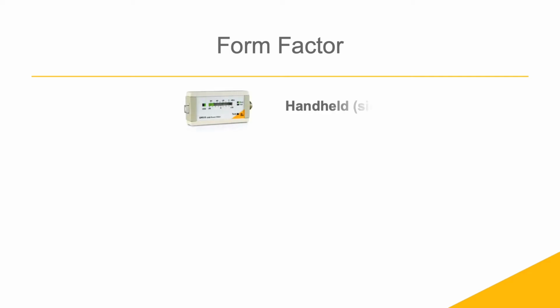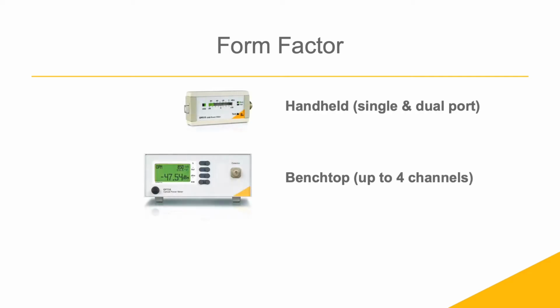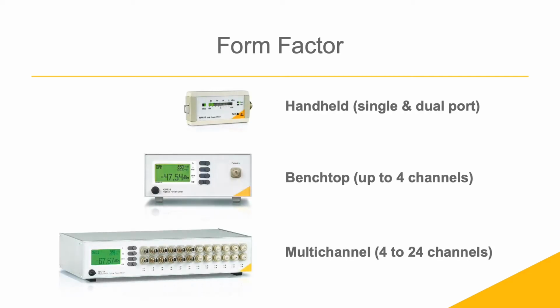OptoTest offers a range of power meter solutions. They all employ the same choice of detectors and provide equivalent accuracy as a result. The available channel count is the biggest difference between the units, as well as the available software. The multi-channel units are designed to fit in a standard 19-inch rack mount.